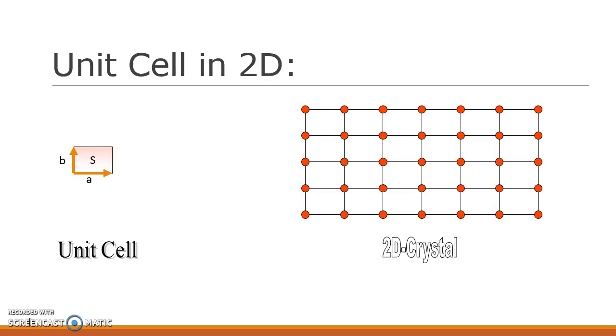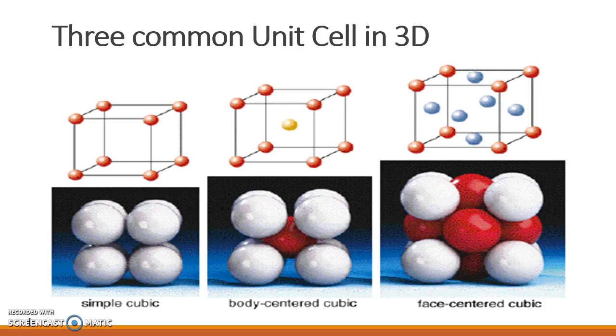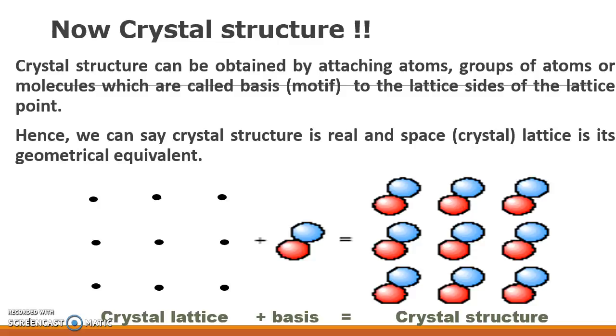Now we can see how the unit cell is arranged in 2D. Now this is the unit cell arrangement in 3 dimensions. Now we just study the 3 common unit cells in 3 dimensions, that is the simple cubic, body centered cubic and face centered cubic. Now what is the crystal structure?